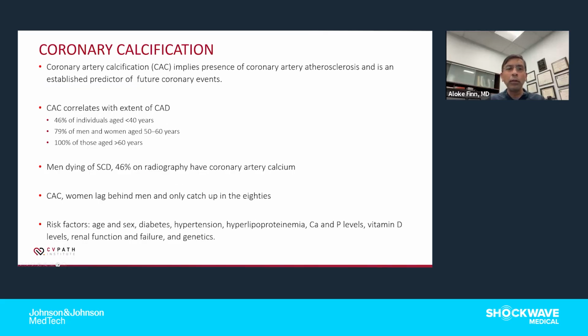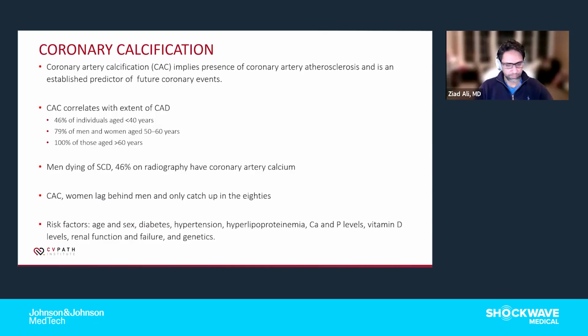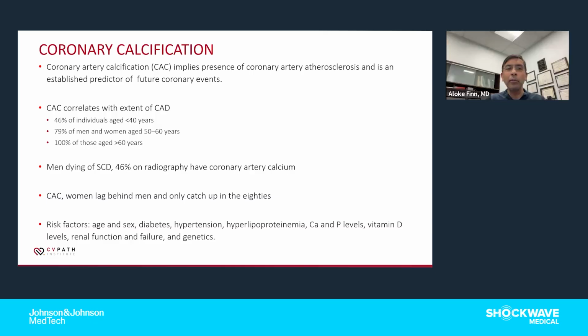I'm going to review a little bit of coronary calcium background before I go into the study. Obviously, coronary artery disease and calcification essentially go together. And as you know, coronary calcium is a future predictor of coronary events and correlates with the extent of CAD. If you look at the prevalence of coronary calcium, it's prevalent in over 100% of people greater than 60 years of age. That's how common it is to see coronary calcium.